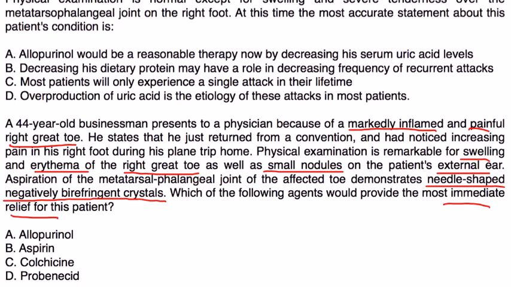Well, they've spelled it all out for you. And this is acute gout. And in acute gout, you would treat it with colchicine. So that would be choice C.